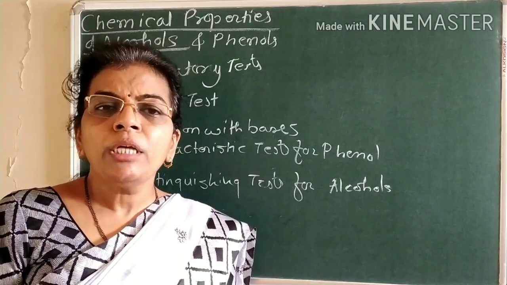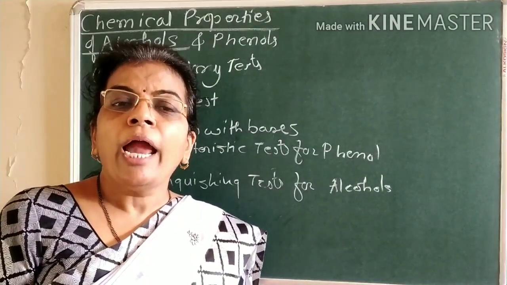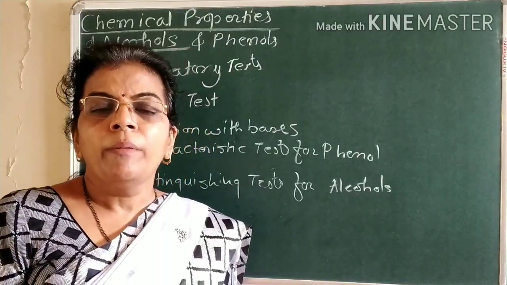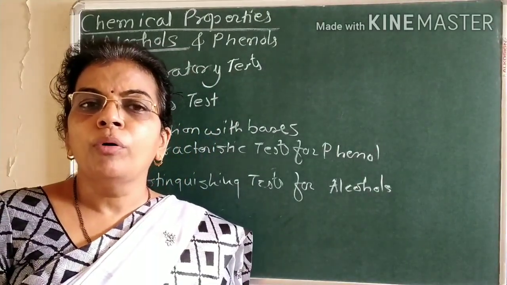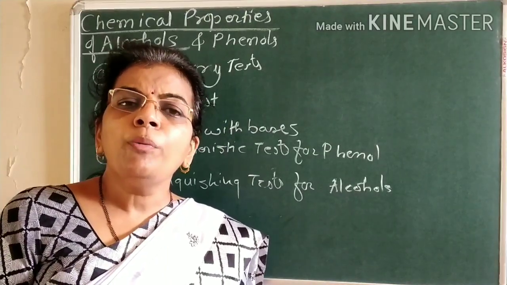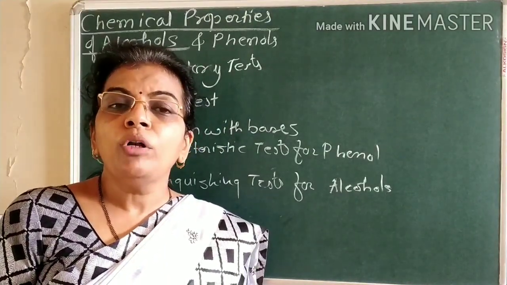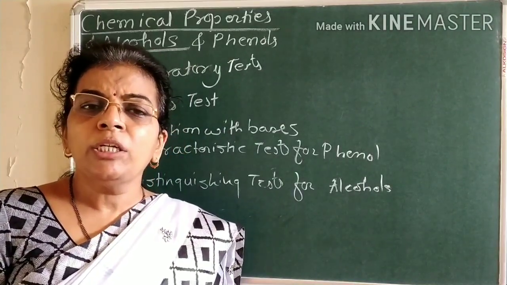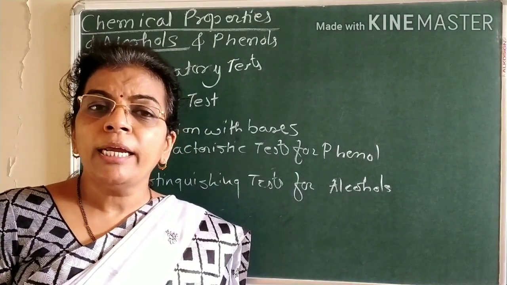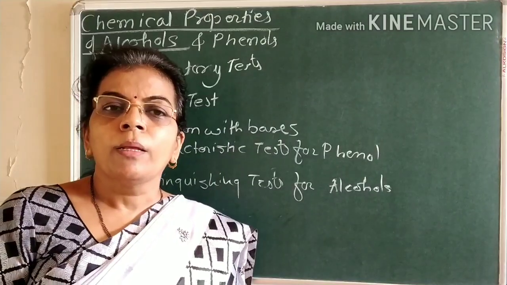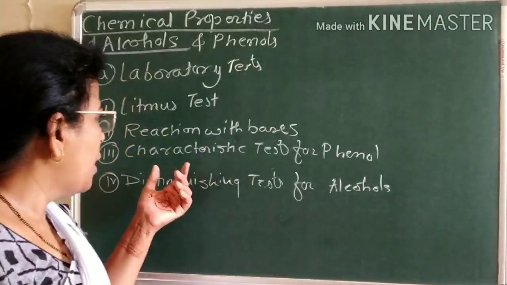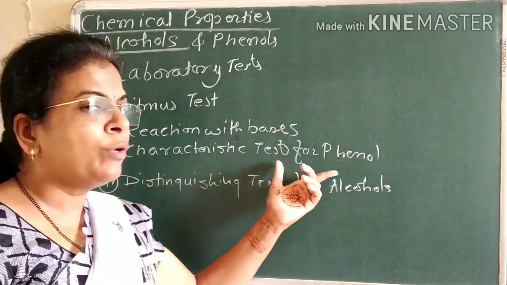But when alcohols are reacted with active metals like sodium metal or potassium metal, sodium alkoxide or potassium alkoxide is formed with evolution of hydrogen gas. This reaction is used to detect alcohols. Now the next reaction we have seen is the characteristic test for phenols.